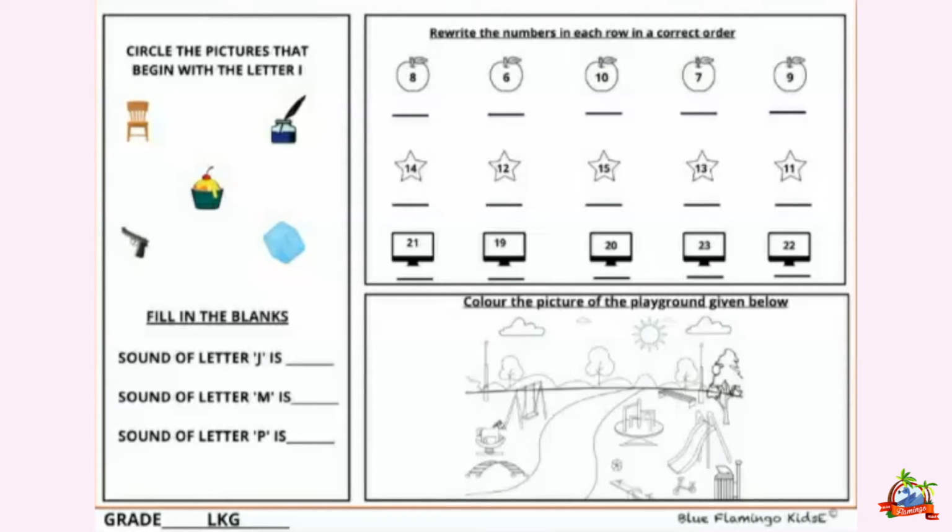Now see the second question. Fill in the blanks. Sound of letter J is. What we have to write in this? We have to write the sound of letter J.